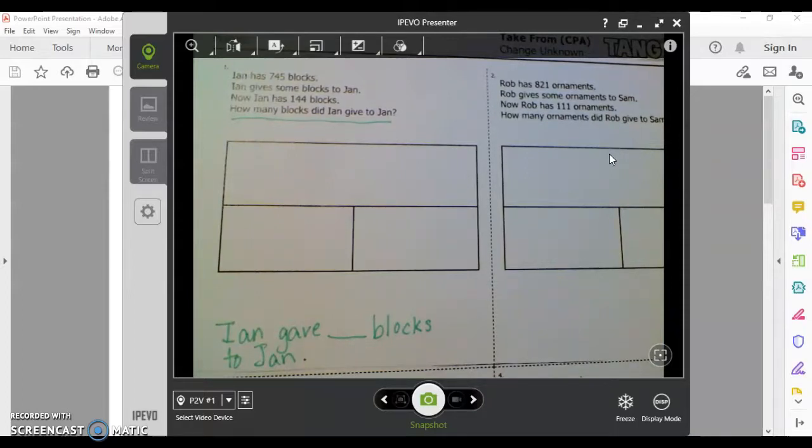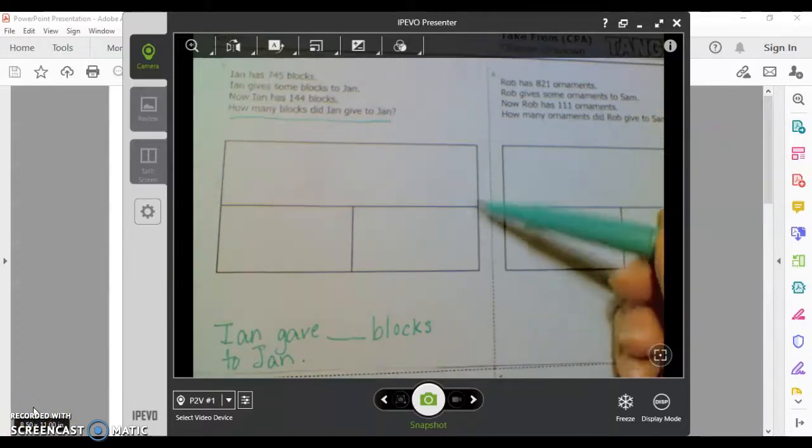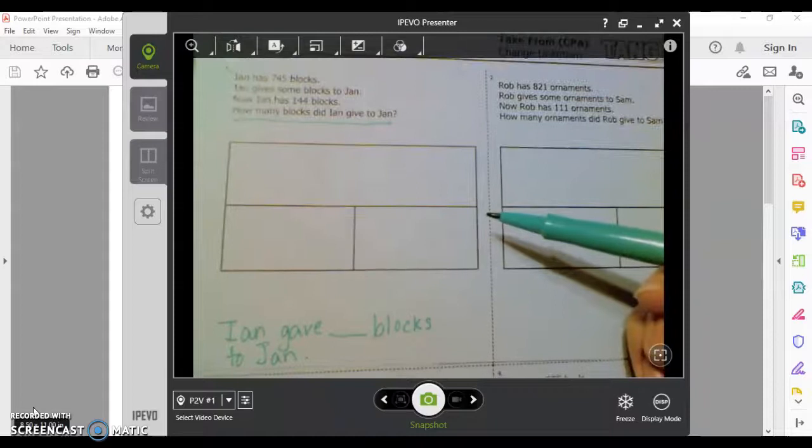My next step in the problem-solving process is to ask who or what the problem is about. This problem is about blocks. The next step is to draw a model. I already drew this bar model for us. We're just going to put in the numbers.